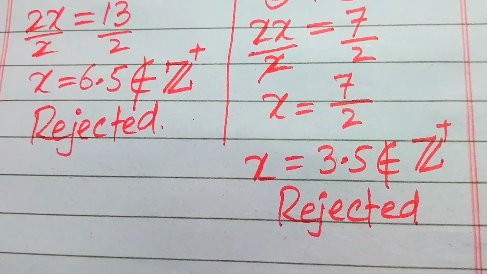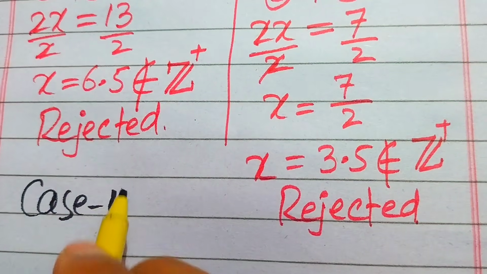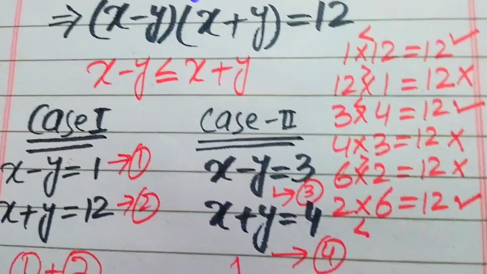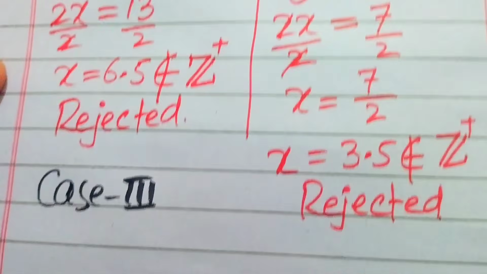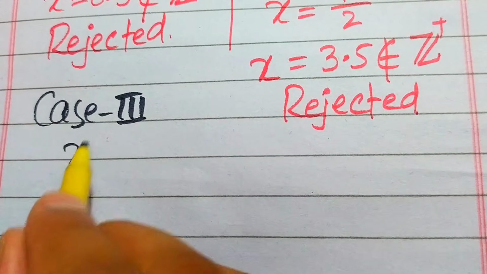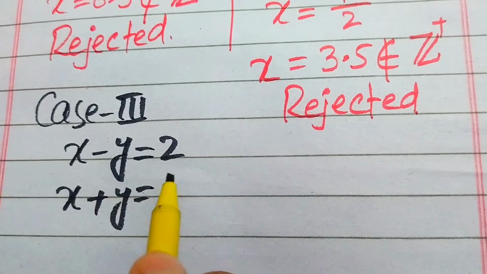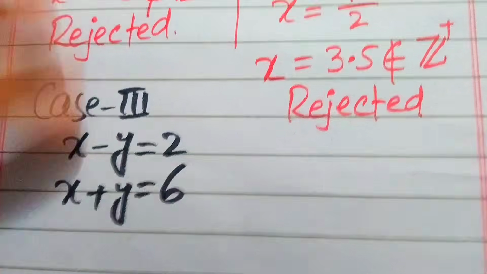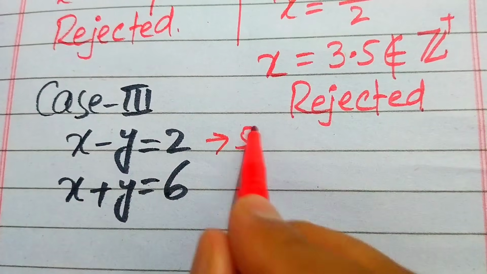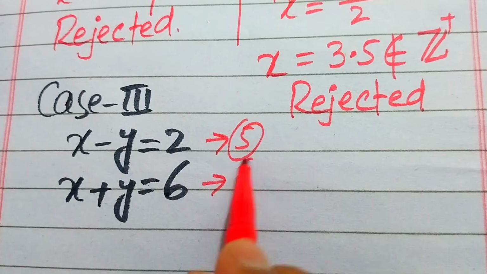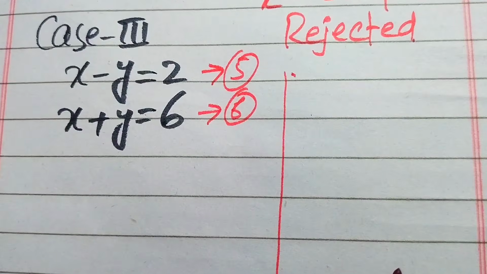So for case number 3, we just compare both of the sides. We compare the factors x minus y and x plus y with 2 and 6. So after comparison of the values, we get x minus y equals 2 and x plus y equals 6. Here we call this our equation number 5 and this our equation number 6. So we need to solve both of these two equations for the values of x and y.